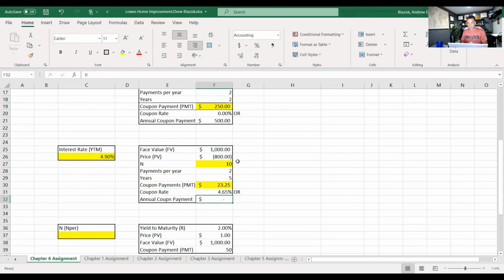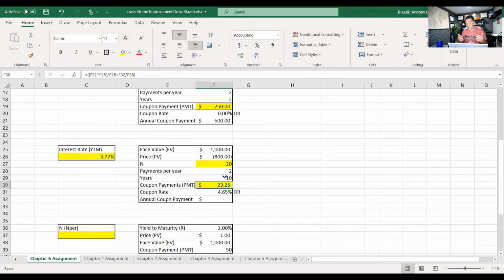And again, you could solve anything, never touch the yellow. Those are equations as solved. And you can play around with it. You can see what happens. What if you extend it to 10 years? Does the yield to maturity go up or down? It goes down. Longer it is, it goes down.